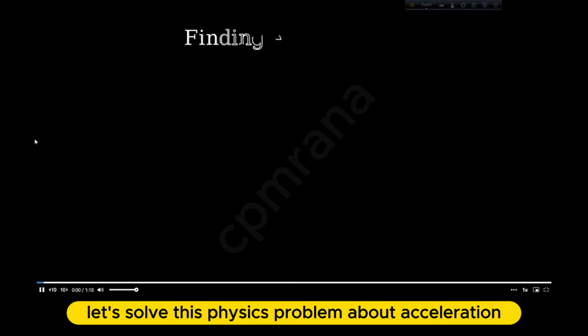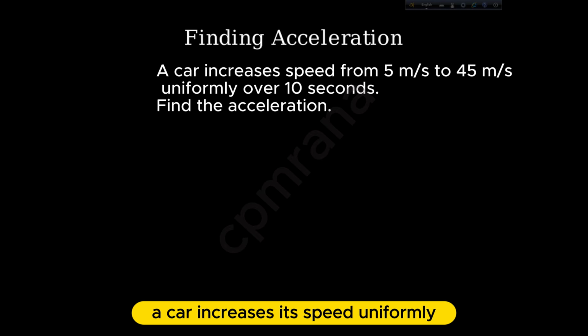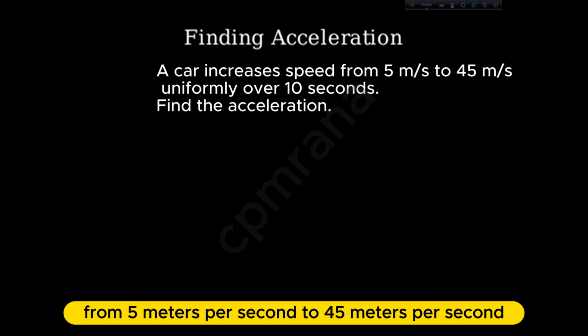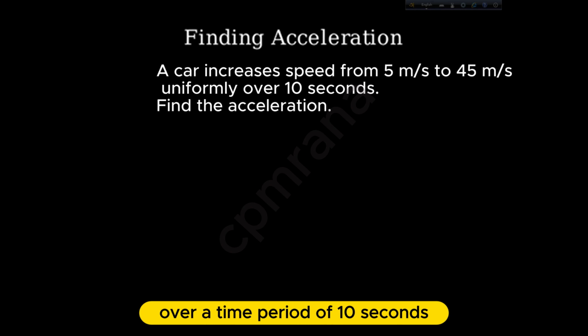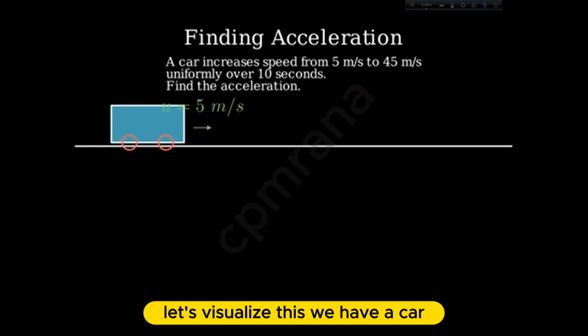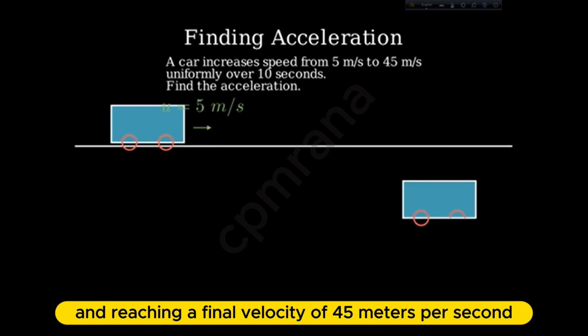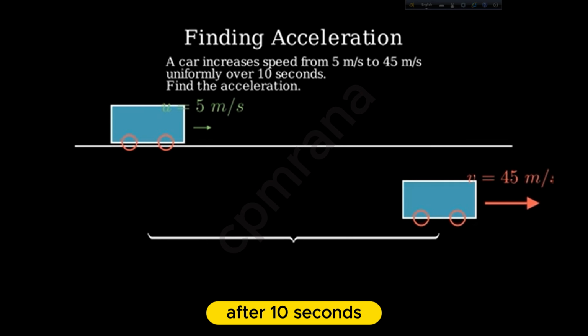Let's solve this physics problem about acceleration. A car increases its speed uniformly from 5 meters per second to 45 meters per second over a time period of 10 seconds. We need to find the car's acceleration. Let's visualize this. We have a car starting at an initial velocity of 5 meters per second and reaching a final velocity of 45 meters per second after 10 seconds.